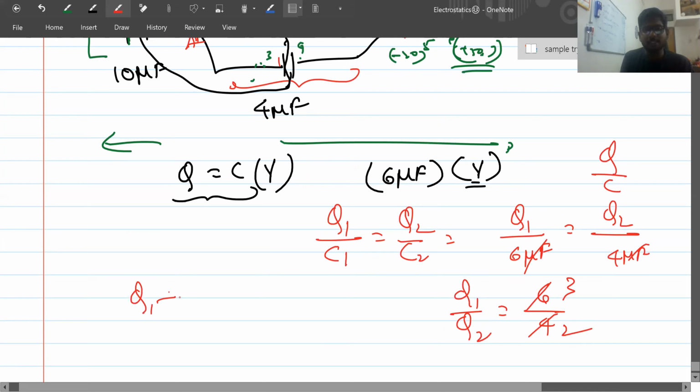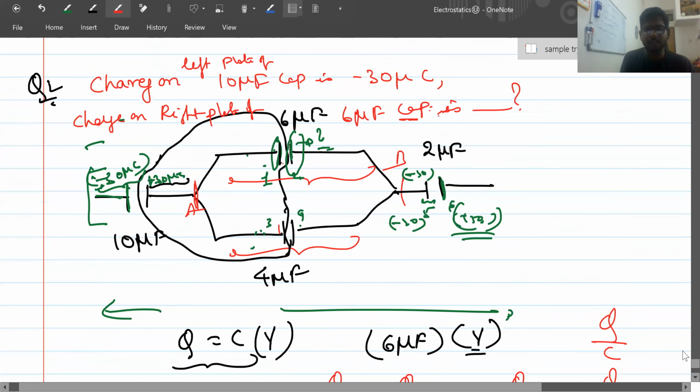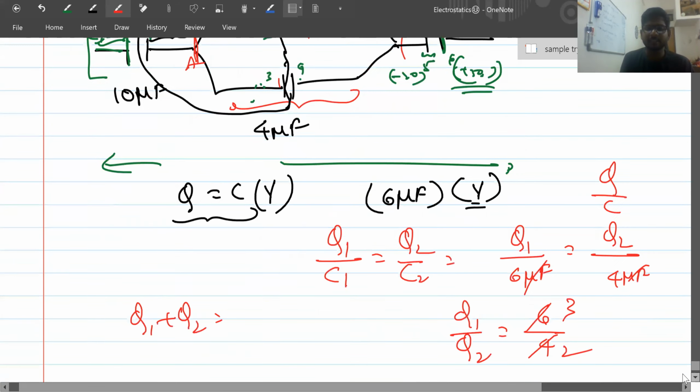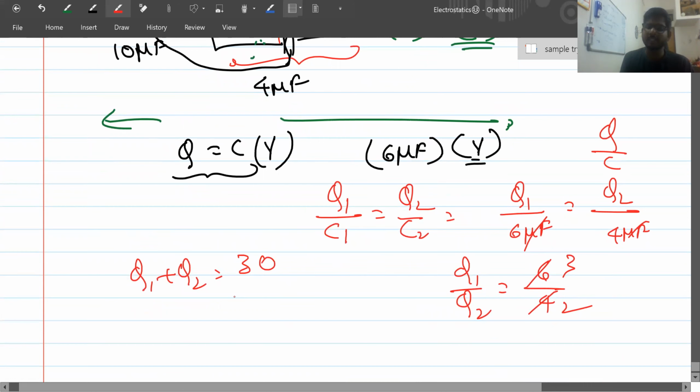But it's Q1 plus Q2. I told you that the charge on these two plates, magnitude wise, will be 30 microcoulombs. But 1 and 3 combined together will have minus 30, and 2 and 4 combined together will have plus 30. Q1 plus Q2 should be equal to 30. Either minus 30 you can write or plus 30 you can write. So first, Q1 plus Q2 should be equal to plus 30, and Q1 by Q2 is equal to 3 by 2. By using these two equations, you can easily write the answer.